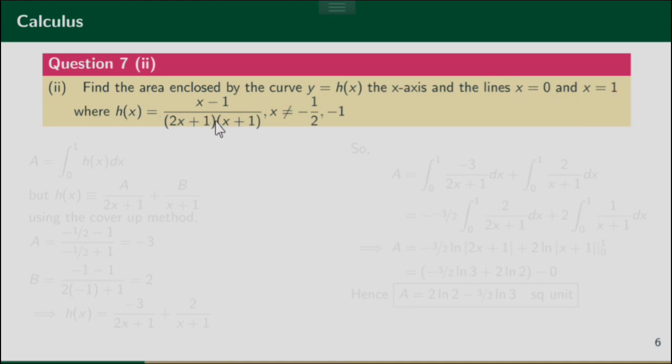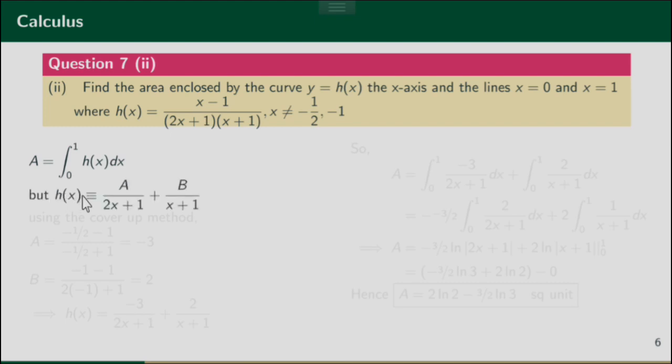And this is the function. What are we supposed to do here? Integration is literally finding the area enclosed by a curve, and it is found by doing a definite integral between the 2 points. So I will let A, that area, be equal to the integral from 0 to 1 of h of x with respect to x.